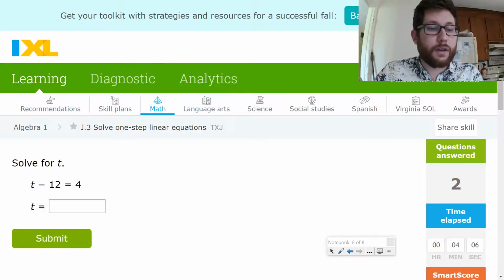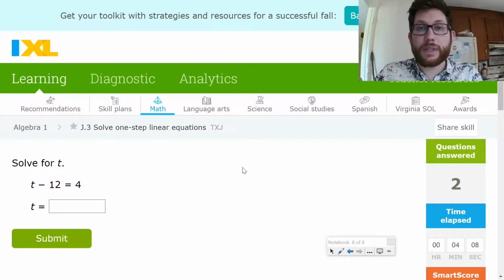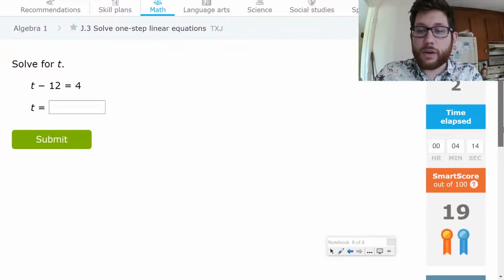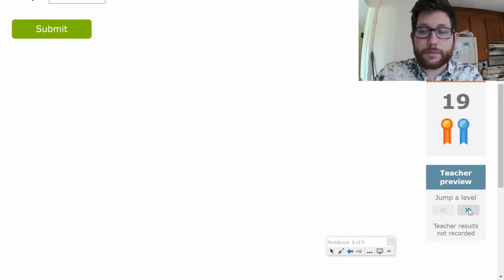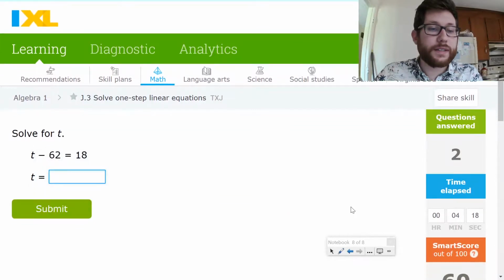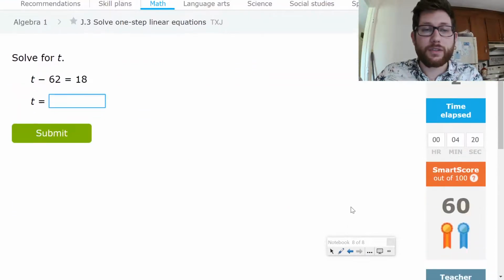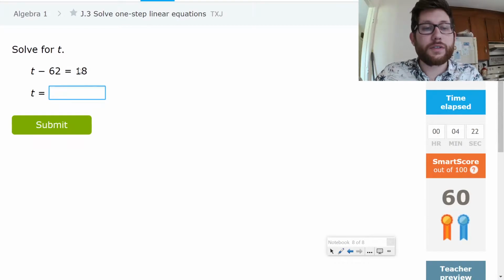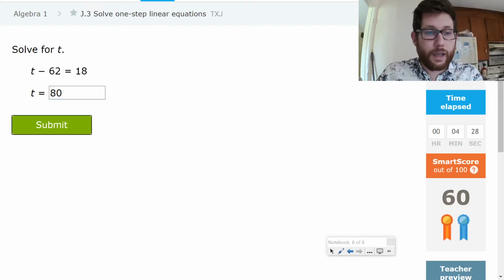All right, let's look here. If I have subtraction, what's my opposite sign from subtraction? Well, it's going to be addition, right? So here I would add 12 to both sides. This IXL works only on one step. You should only have to take one step to get to the solution. So here at 60, notice the numbers are getting a little bit bigger. If I add 62 on both sides, that's going to get me 80. T is equal to 80 here.